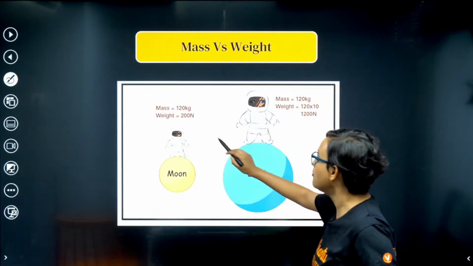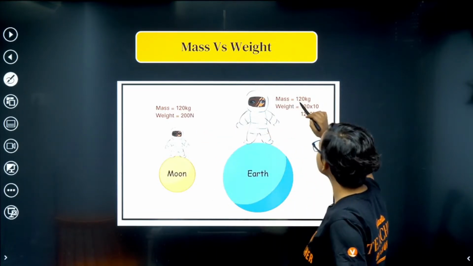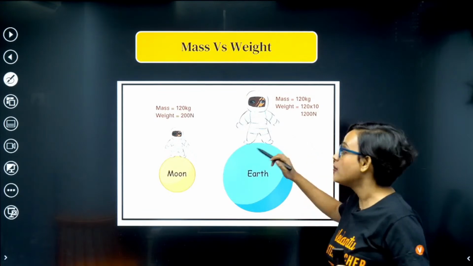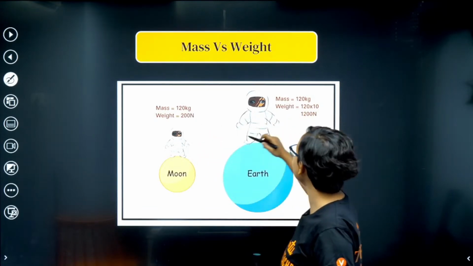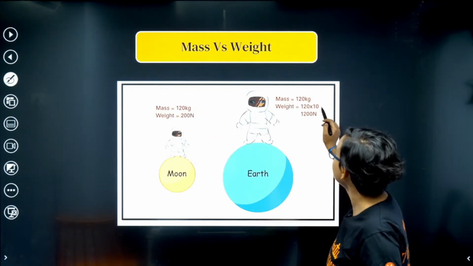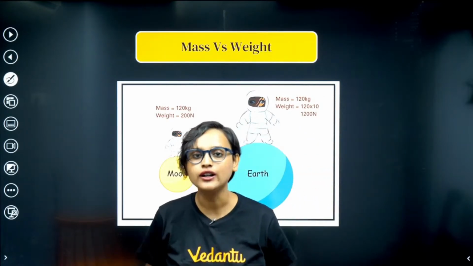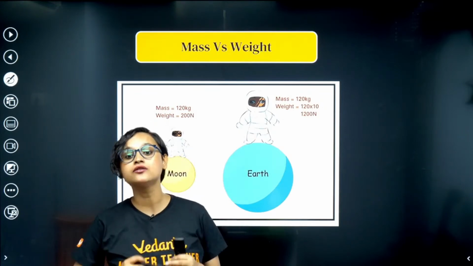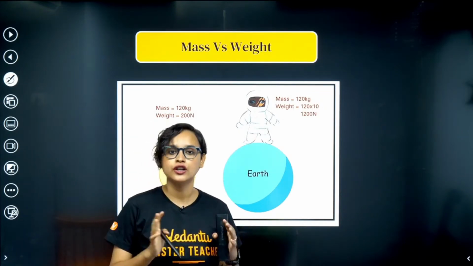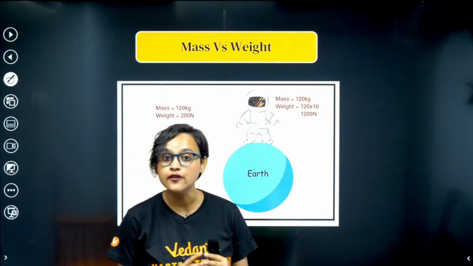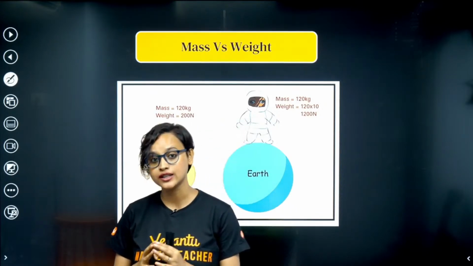Take a look at it. Mass 120 kg will remain the same. But your weight can be 200 Newton on the moon and your weight might be 1200 Newton on earth. So it will change, it will differ. Mass and weight are not the same thing.